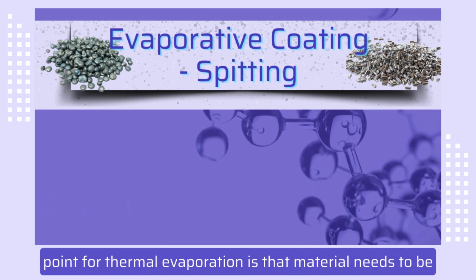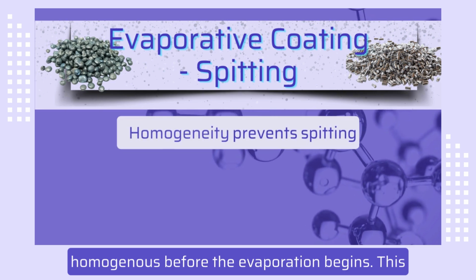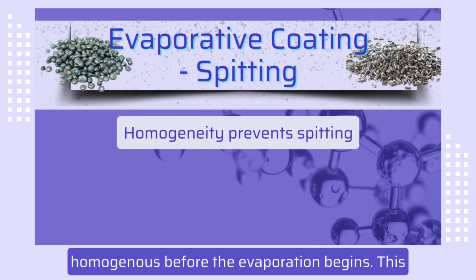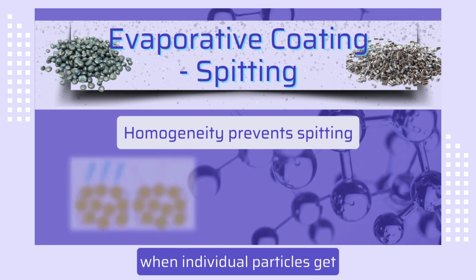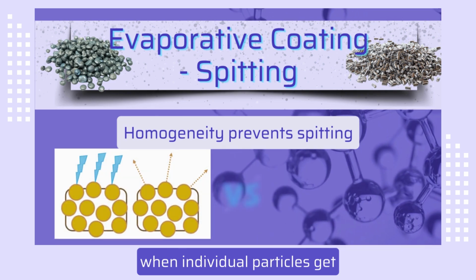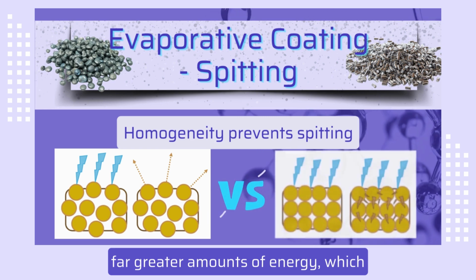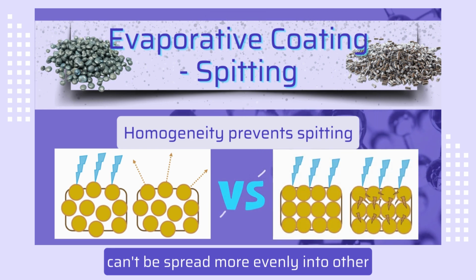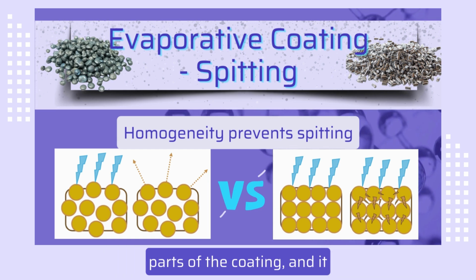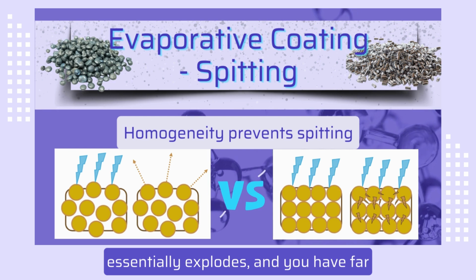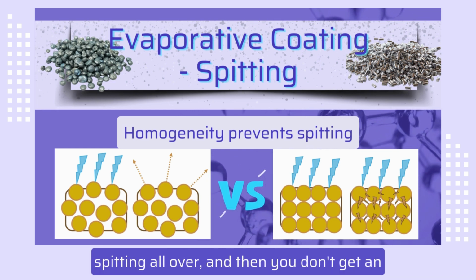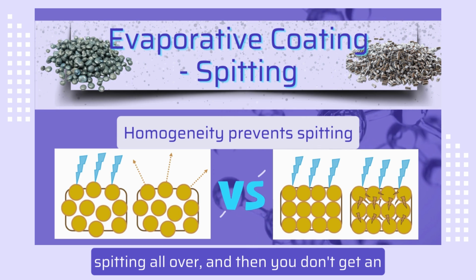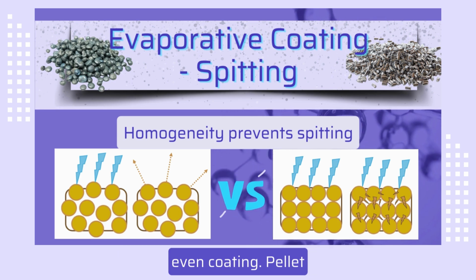A key point for thermal evaporation is that the material needs to be homogeneous before the evaporation begins. This prevents the coating material from spitting, which is when individual particles get a far greater amount of energy, which can't be spread more evenly into other parts of the coating, and it essentially explodes, and you have far tinier, hotter particles spitting all over, and then you don't get an even coating on your substrate.